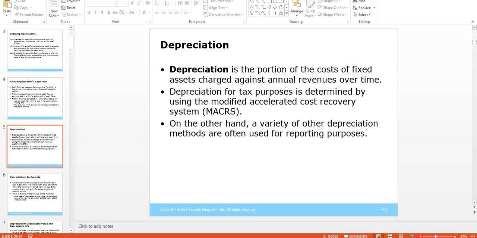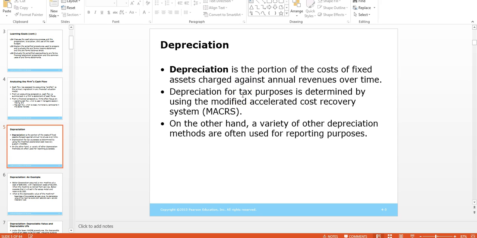So hello everybody. I am looking at slides from chapter 4, and I kind of jumped ahead a little bit to, I believe it's slide 5. And what I want to talk about here is the concept of depreciation. Basically, if you buy something at a fixed cost, you start to lower its value because it's losing value over time, right? And you're charging against annual revenues.